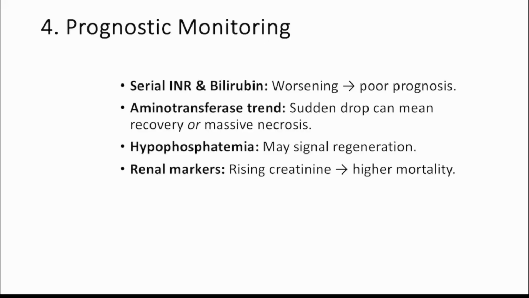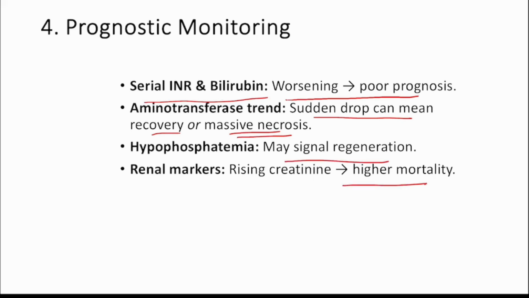What are the prognostic markers? The prognostic markers are serial INR. It indicates a poor prognosis. When transaminase suddenly drops, it can mean recovery or massive necrosis. Hyperphosphatemia may signal regeneration. Renal markers, again, acute kidney injury is seen in about 70% of patients, and it is associated with increased mortality.